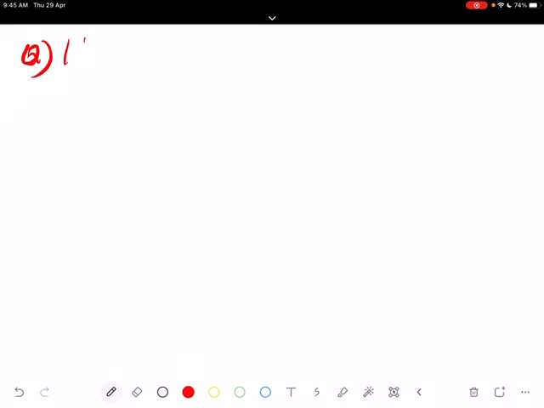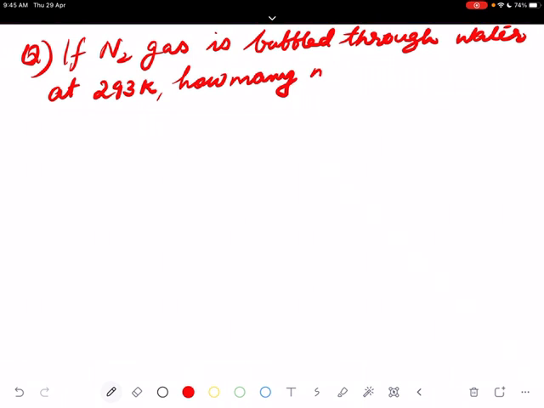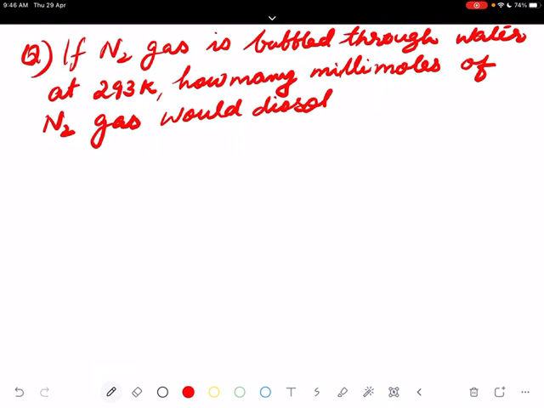Question. If N2 gas is bubbled through water at 293 Kelvin, how many millimoles of N2 gas would dissolve in 1 liter of water?